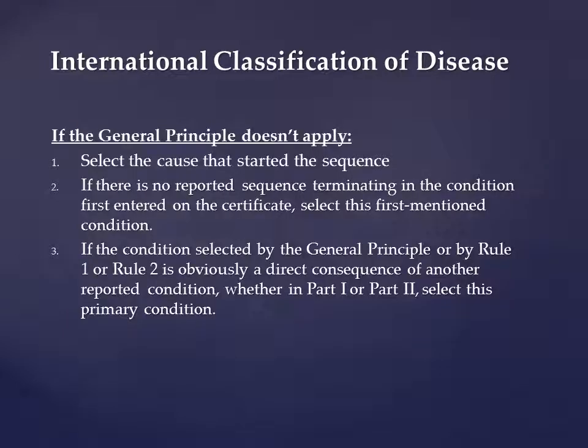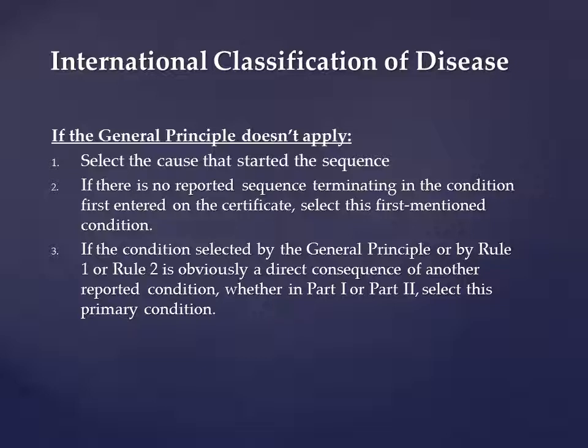If the general principle does not apply, there are three rules to use. The first one is select the cause that started the sequence. If there is more than one sequence which ends with the reported immediate cause, you select the originating cause of the first one. The second one, if there is no reported sequence, select the first mentioned condition.